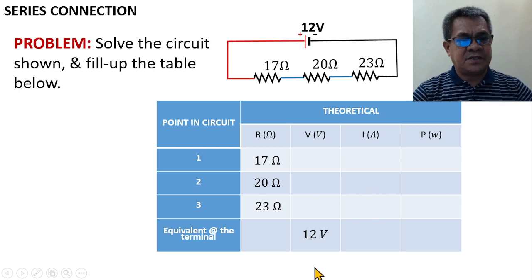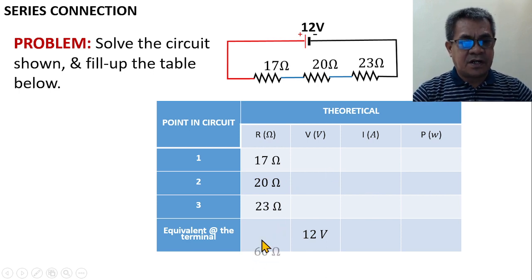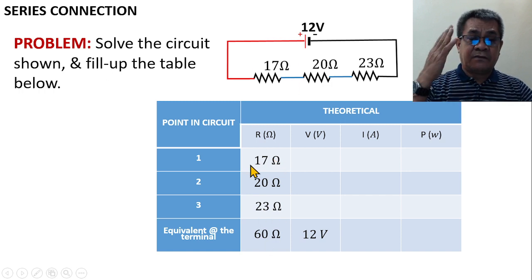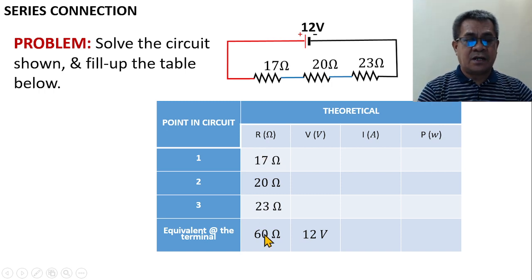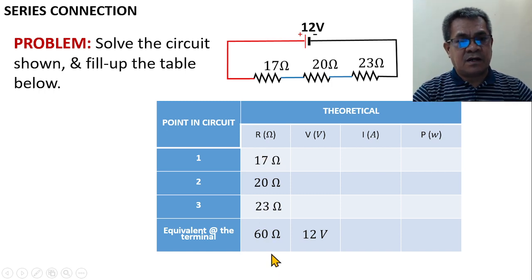So therefore, the first thing to do is to solve for the R equivalent by summing up, because they are in series. Be careful: if this is series, then of course you can add algebraically, but in parallel, you have to use the reciprocals.